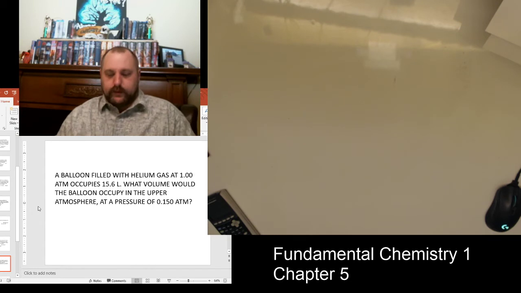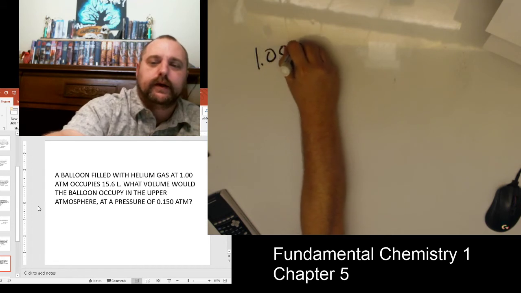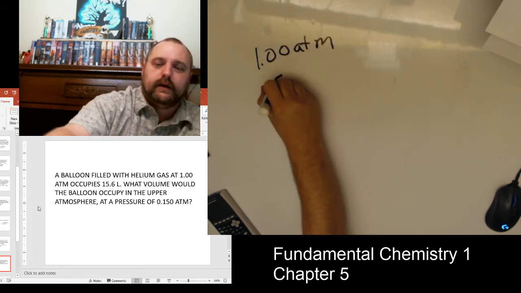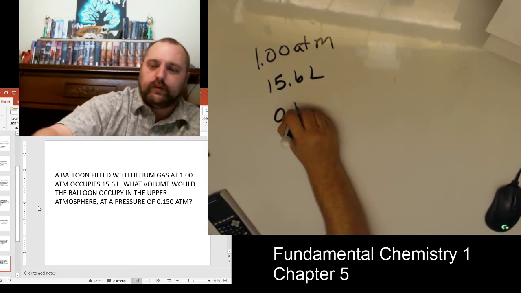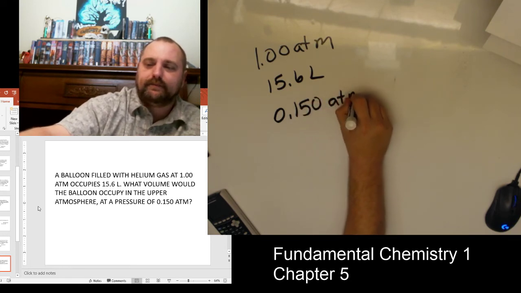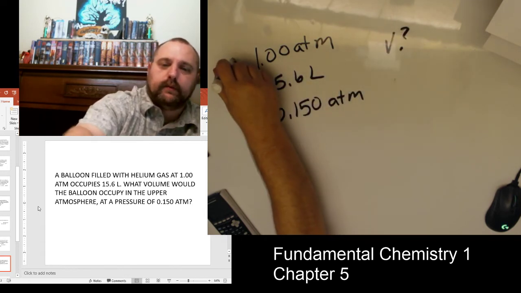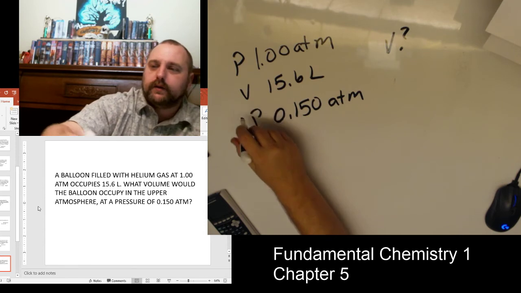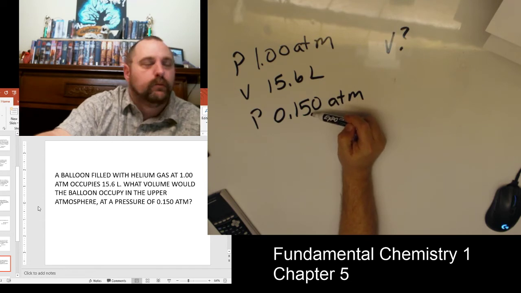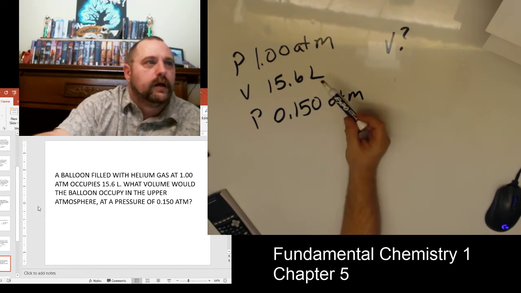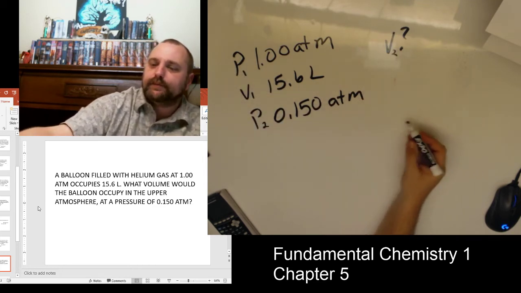It says, yelling at us, a balloon filled with helium gas at 1 ATM, so 1.00 ATM, and it has 15.6 liters. And then they give me a number, 0.150 ATM. And we want to see what volume. Volume is what they're asking about. So I've got a pressure, a volume, another pressure, and we got another volume. So let's double check. 15.6, does it go with the 1 or does it go with the 0.15? And it goes with the 1. So those two will be P1 and V1, and this will be P2 and V2.